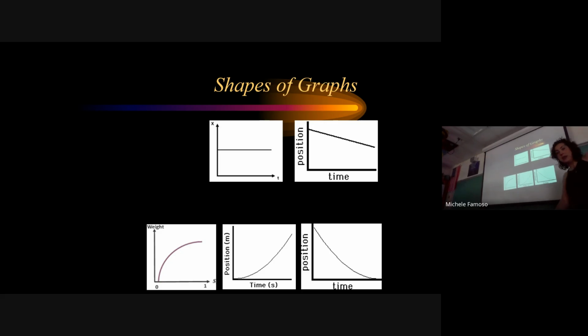So the labels on the axes right now don't mean anything. We're just talking about what is the shape of this? What is that shape? What's this? What's this? What's a graph that looks like that? What are those shapes?